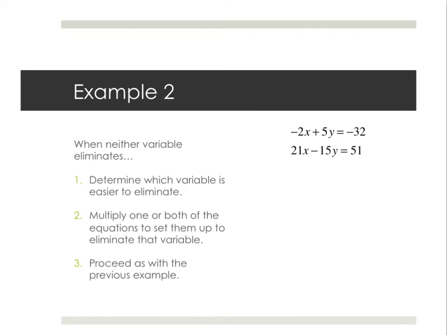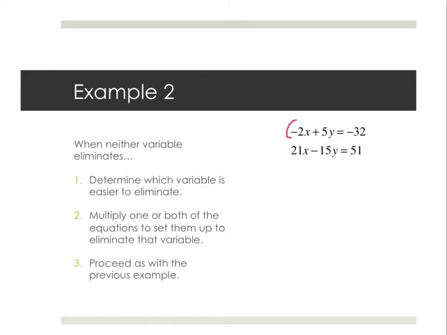All right, neither variable eliminates. Negative 2x and 21x, plus 5y and minus 15y. So that definitely isn't going to cut it in this circumstance. First we determine which variable is easier to eliminate. So we look at the x's. We'd have to multiply the top one by a decimal to get it to match, so that's not very convenient. But look at this. 5 is a factor of 15. 15 is a multiple of 5. What multiple of 5? Well, it's 5 times 3.